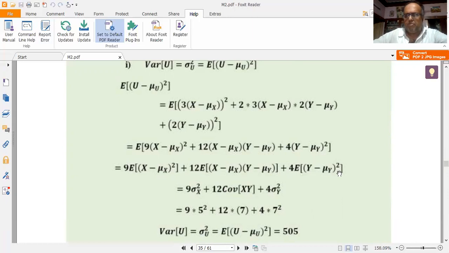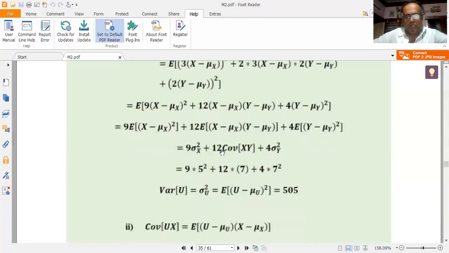How? Because this follows from the definition of variance. Remember module 1. Now substitute the corresponding values. So 9 into 5 squared, because sigma x squared is 5 squared, plus 12 into 7 plus 4 into 7 squared. Because sigma x is given by 5, covariance is found to be equal to 7.